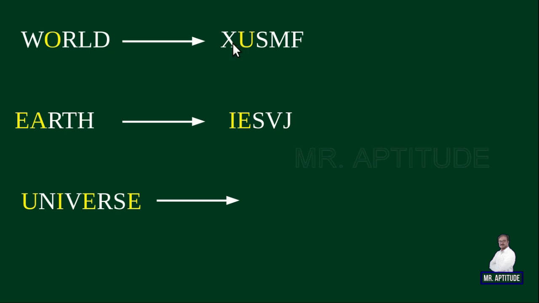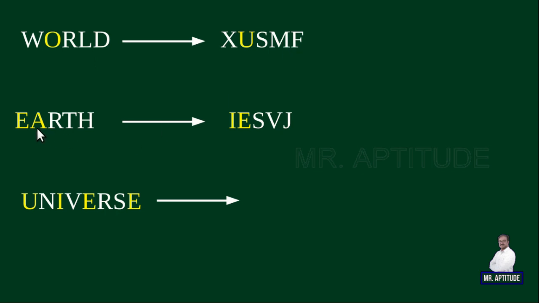W and X are consecutive consonants. R and S are consecutive consonants. L and M are consonants. D, its next consonant is F. As D's next letter is a vowel letter, I want you to skip that letter. If you leave E, the immediate next letter is F. So D and its next consonant is F.